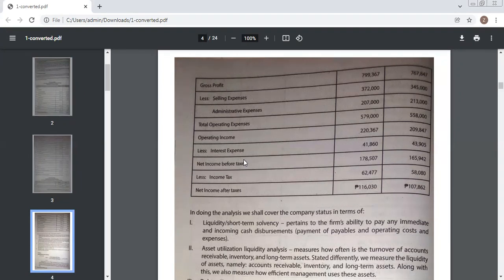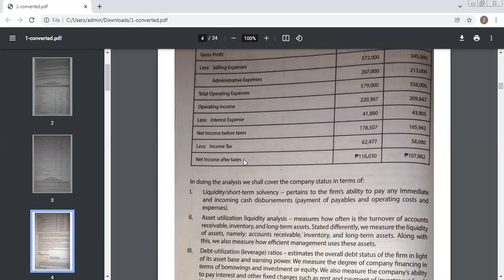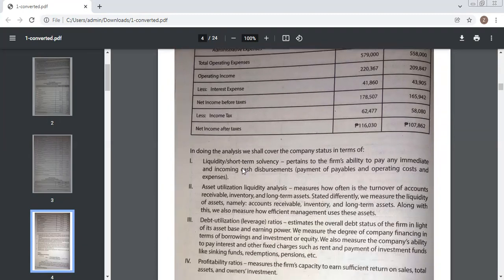So there are types of financial analysis ratio. First is the liquidity or short-term solvency. Next is asset utilization, debt utilization or leverage ratio, and lastly, profitability ratio. On the other hand, I am going to discuss the liquidity or short-term solvency and profitability.